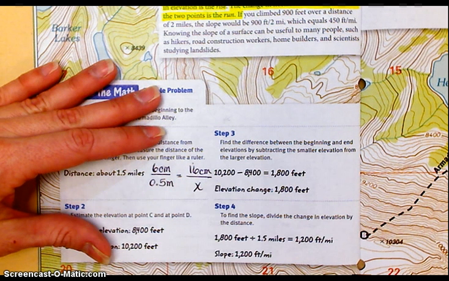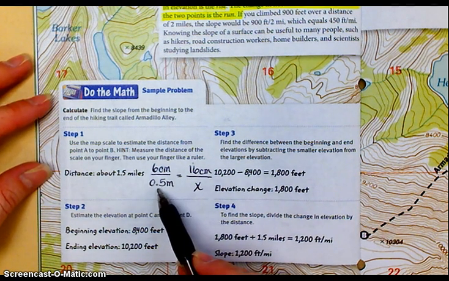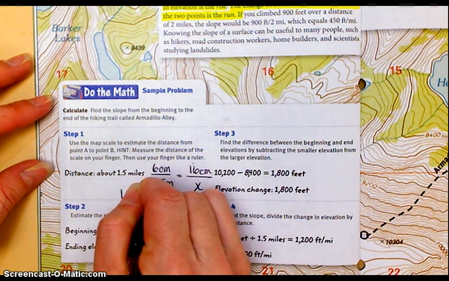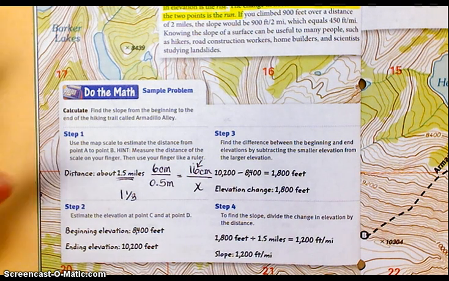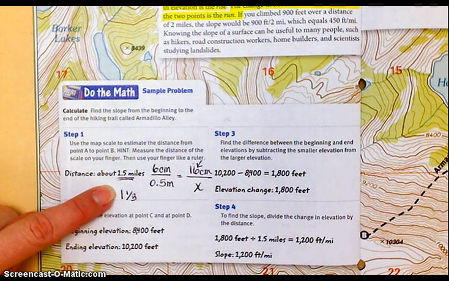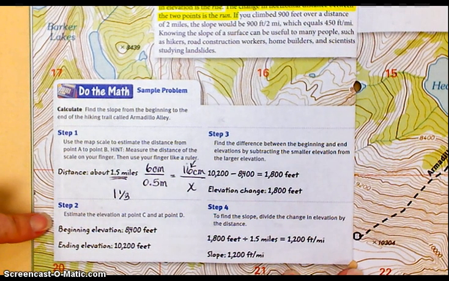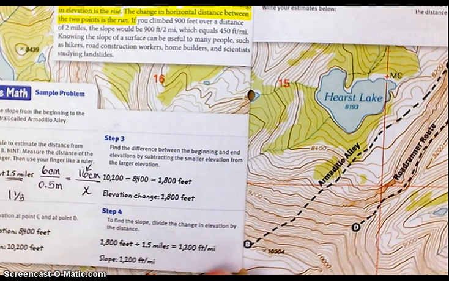You cross multiply, and you're going to get 16 times 0.5, that's 8. 8 divided by 6, I get like 1 1/3. They got 1 1/2 because they probably said that this right there was 15 and not 16, but that's okay. All right, so the distance from A to B is about 1.5 miles. And then it says to estimate the elevation at point C and point D. So this is the one that you're going to do.